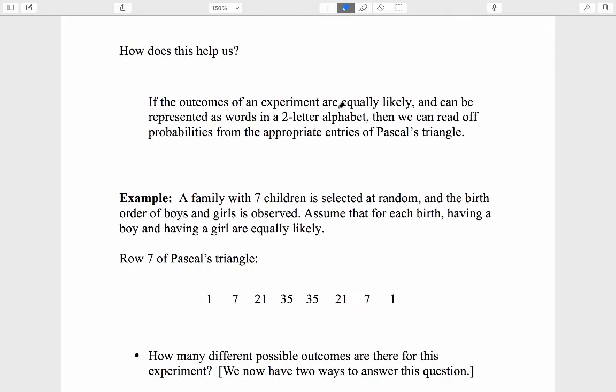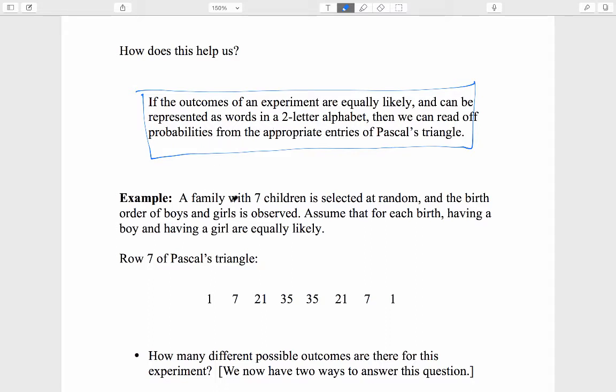Now, how does this help us? If the outcomes of an experiment are equally likely and can be represented as words in a 2-letter alphabet, then we can read off probabilities from the appropriate entries of Pascal's triangle. This is a crucial point. Anytime you see this kind of experiment, which has become our favorite kind of experiment in this course, that is, an experiment where the outcomes can be represented in this way as words of a certain length in a two-letter alphabet, your immediate response should be to go to the corresponding row of Pascal's triangle, because that row of Pascal's triangle knows about such experiments.